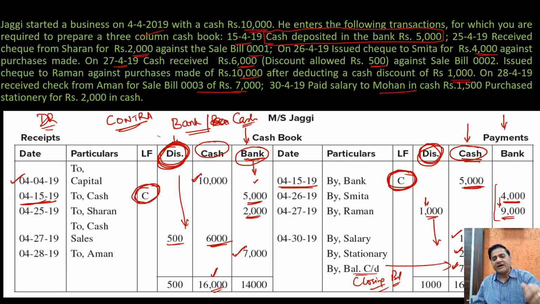So this is the way how we need to prepare a single column cash book, two column cash book and three column cash book. Single column cash book is the simplest of all these formats. All you need to do is on the left side, you record the receipts, on the right side, you record the payments. Two column cash book would be either a combination of cash and bank or cash and discount. Three column cash book, a combination of all these three: discount, cash and bank.